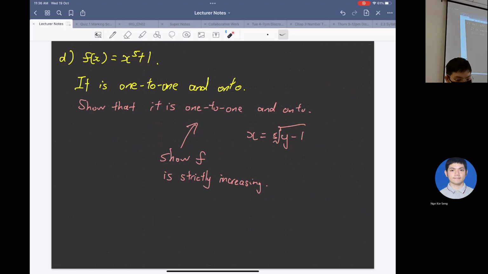f(x) equal to x to the power 5 plus 1. This one is a bit trickier maybe. So yeah, show that it's one-to-one and onto. Onto should be easy. It's similar to the x cubed. You find the preimage. But one-to-one maybe harder to factorize now. So instead, you can show that f is strictly increasing, like x cubed. Then from strictly increasing, you can show that it is one-to-one.